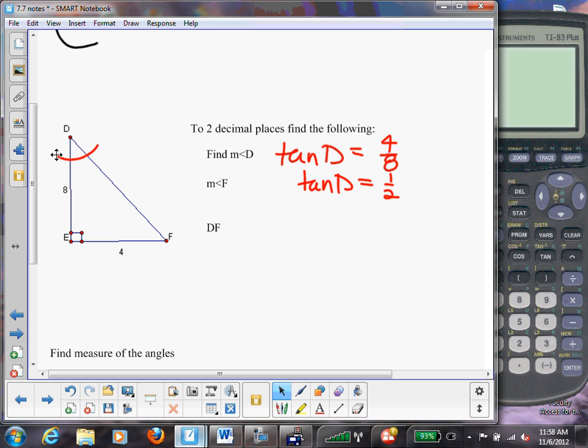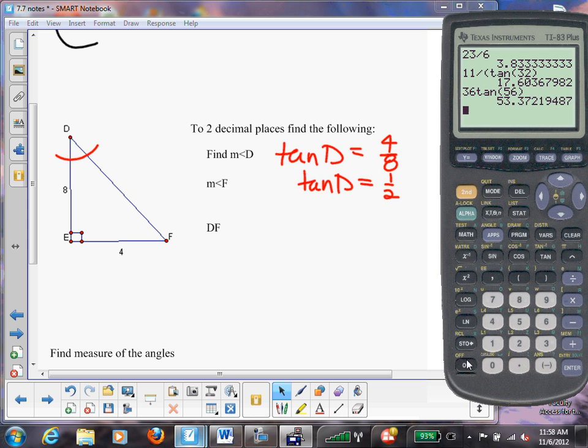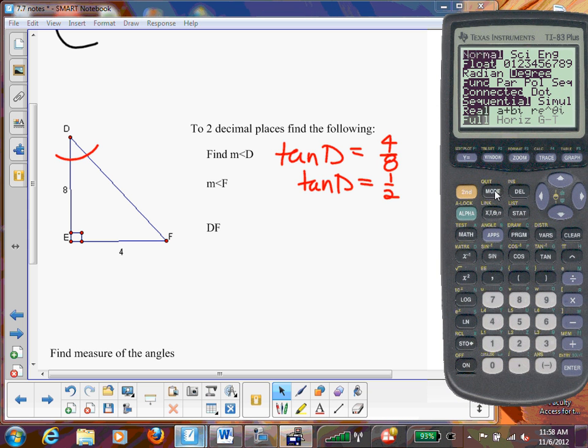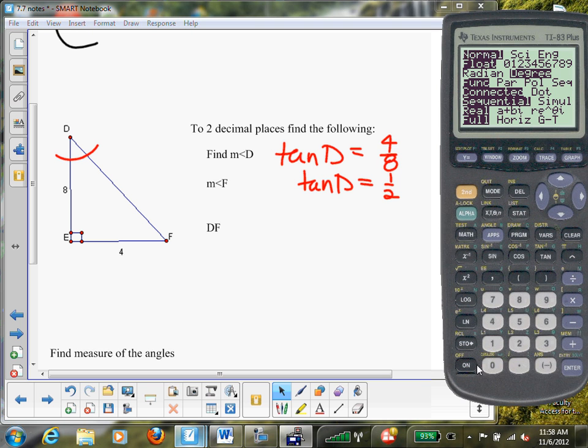Let's turn our calculator on because I want to make sure that we're in something. You should go back to mode and make sure that you are in degrees. See how my degrees is highlighted? If you are not in degrees, you're going to get answers wrong.